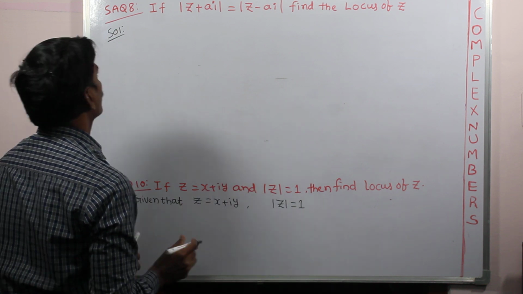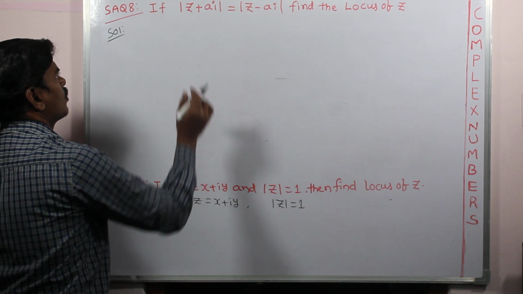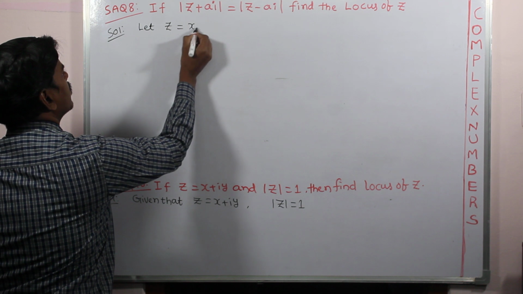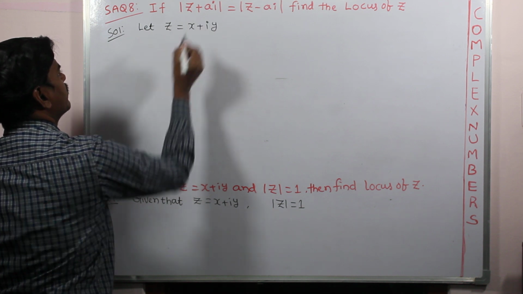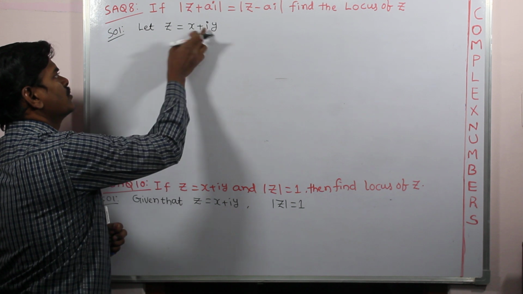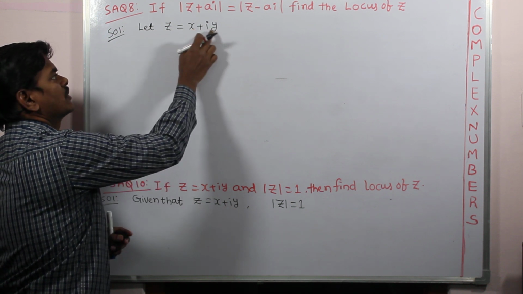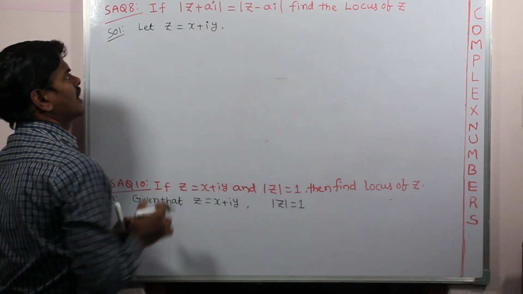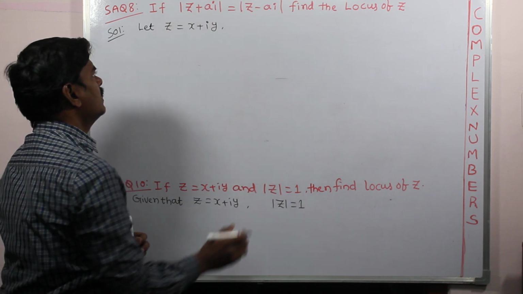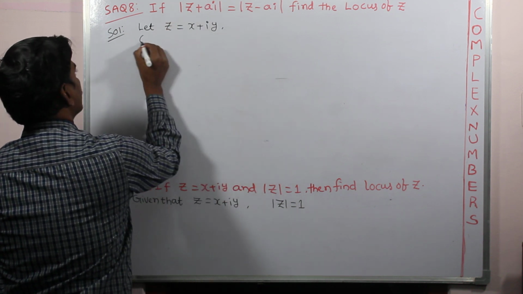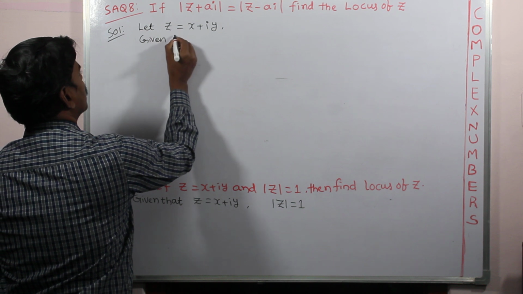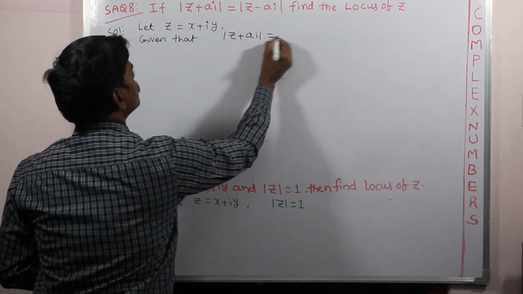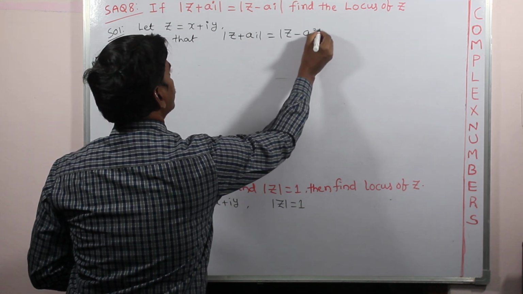Okay, do practice. In general, every locus problem we proceed with the assumption, let z = x + iy. We don't know z, so it can be assumed as x + iy. To find the locus of z, we will be given some condition. In this question, this is the condition: |z + ai| = |z - ai|.